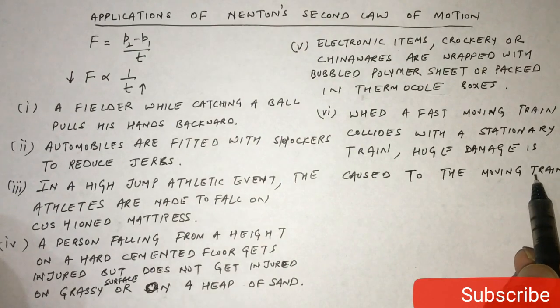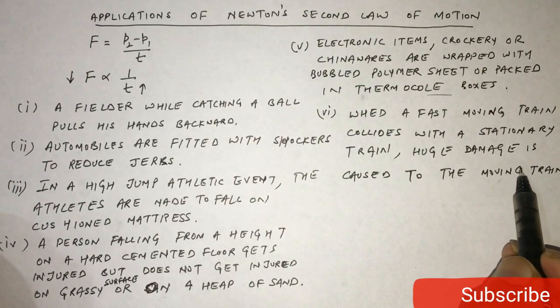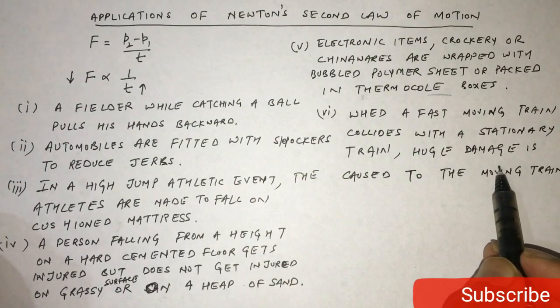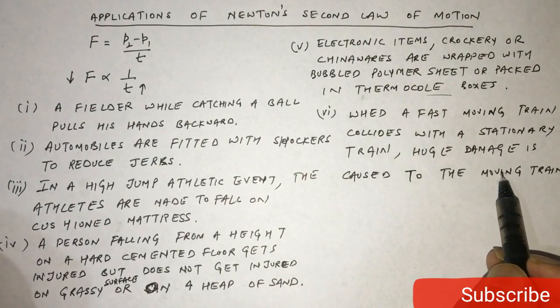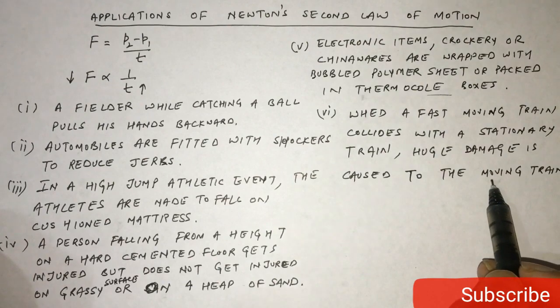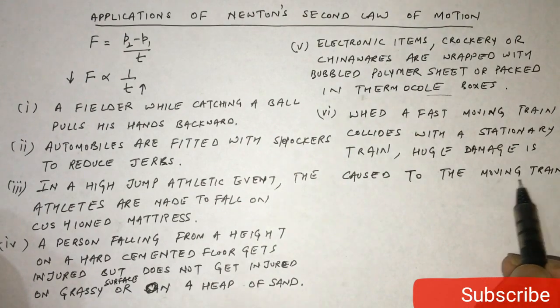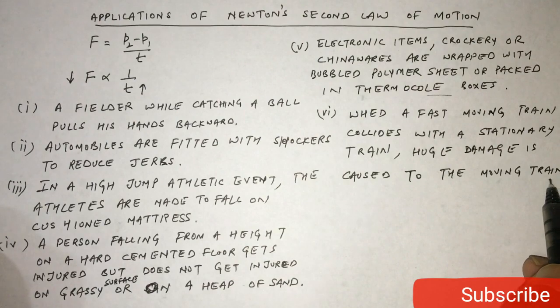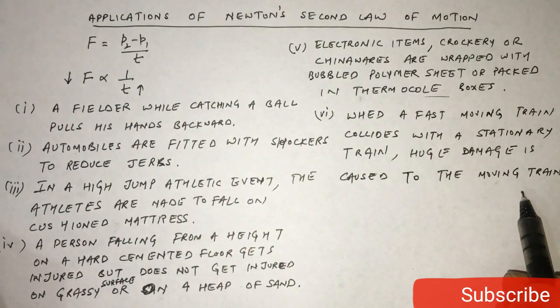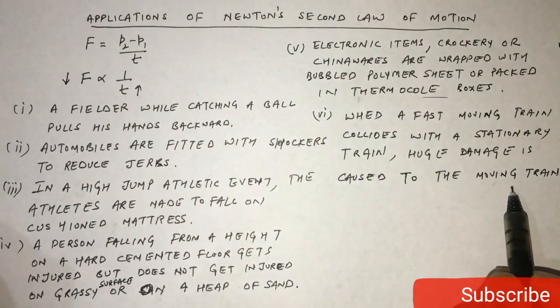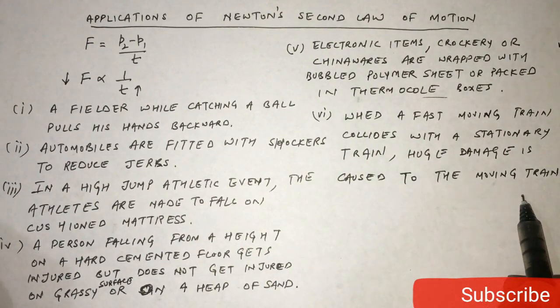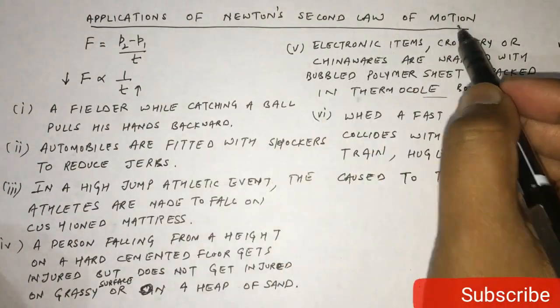As the result of collision, the moving train suddenly comes to rest and the rate of change of momentum of the moving train is extremely large. As the result of this, force of impact on the moving train is extremely large, which causes a huge damage to the moving train. Clear? These are some applications of Newton's second law of motion.